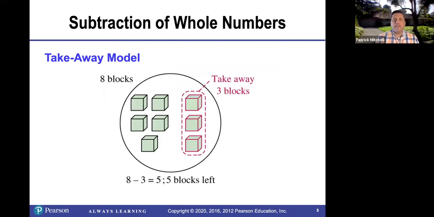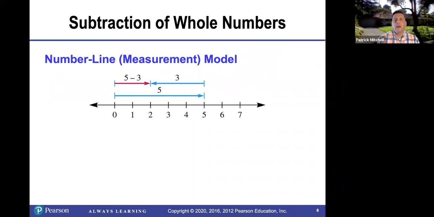So here's an example of the takeaway model. You start with 8 blocks, take away 3 blocks. You have 5 blocks left. So this is a model of 8 minus 3 equals 5. And then in the number line or measurement model, this is a way, in this example, of modeling 5 minus 3. You start at 0, move 5 units to the right, and then move 3 units to the left. And wherever you end up would be the answer to 5 minus 3, the difference of 5 and 3.